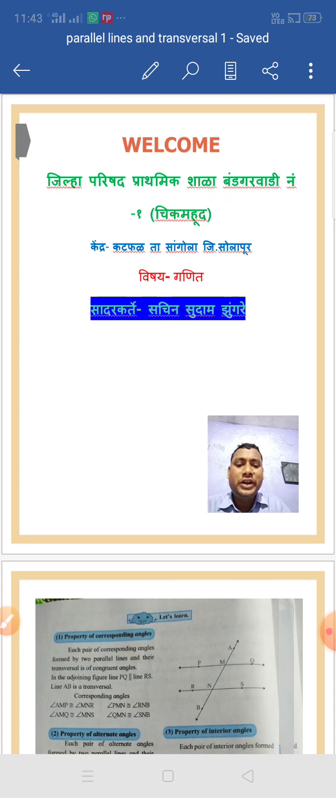In the last video, we learned parallel line, transversal, angle made by transversal, corresponding angle, interior angle, alternate angle and alternate exterior angle. Today we are going to learn properties of angles formed by two parallel lines and a transversal. Okay student, let us start today's topic.